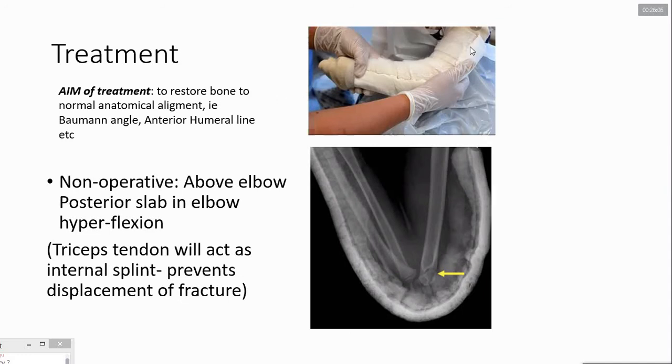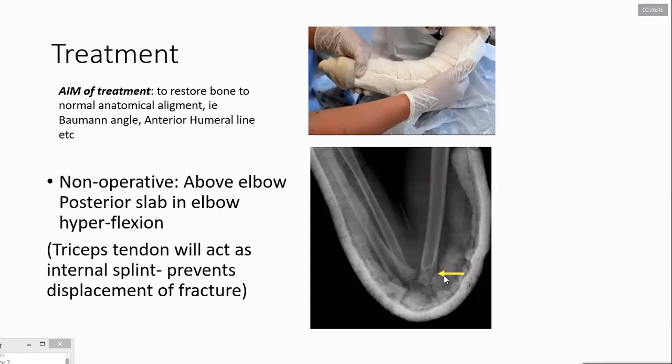treatment. Here you can see the posterior slab extending above the elbow being applied to the forearm, the upper limb. Once that is applied, it is forced into hyperflexion. So this is quite a hyperflexed elbow. You know why that is being done, because there is this triceps tendon there. So if you are immobilizing in this position, there is less chance of the fracture being displaced posteriorly.